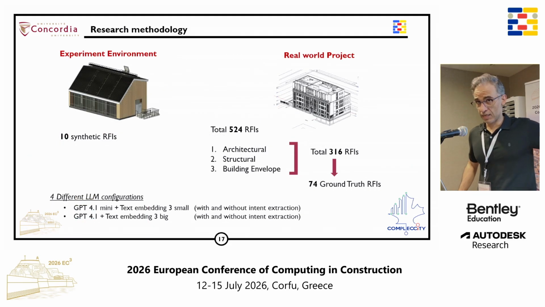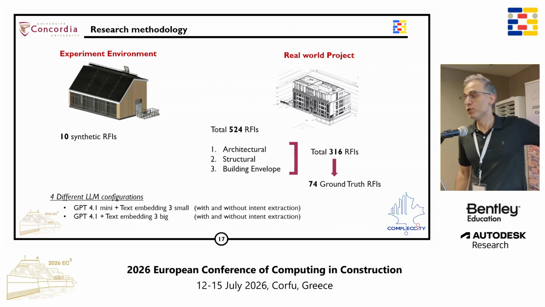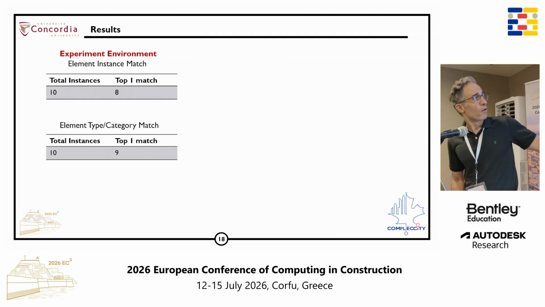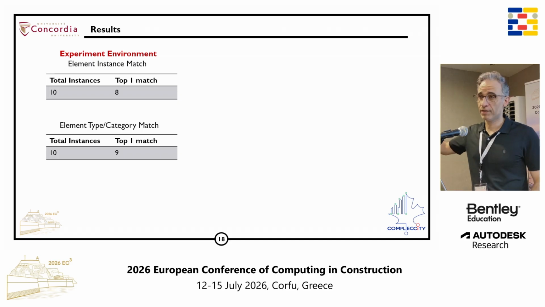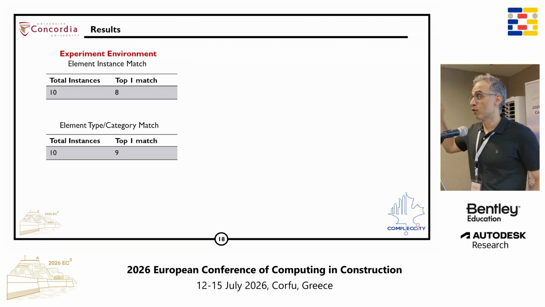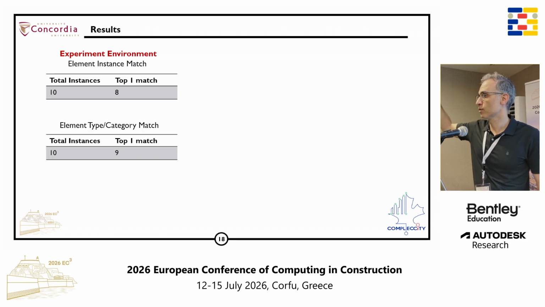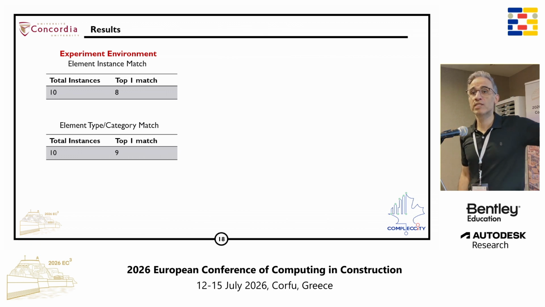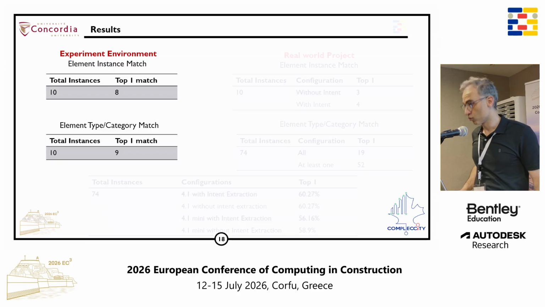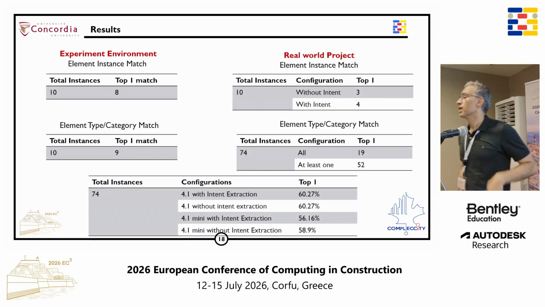We tested this on basically a purely experimental environment and on an actual project. On the experimental one, we created manually 10 RFIs, and the work could find 8 out of 10. For 8 out of 10, we could find the element, the entity. And for 9 out of 10, if we could not find the entity, we could find the category or family. And I wish I could say bye-bye here and go enjoy the rest of my time. However, when we go into the actual test, it was terrible.